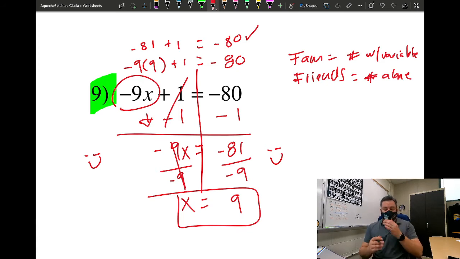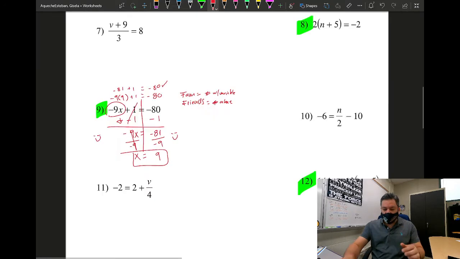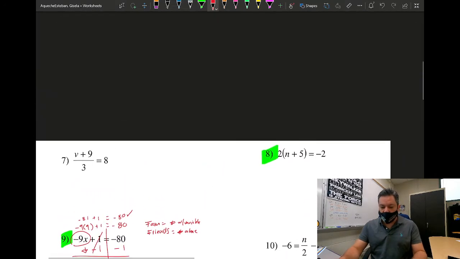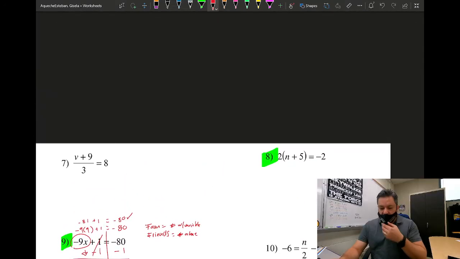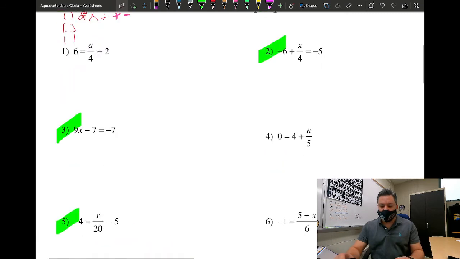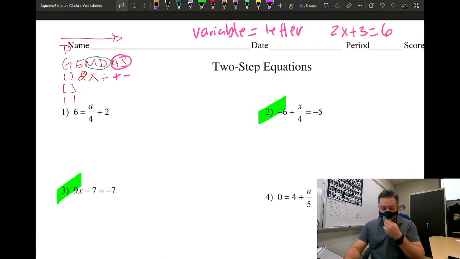Again, you gotta start getting rid of the friends and then family by doing the opposite. That's the main key right here. Always pay attention to the sign rules. All right, let's look at a different one, a little more complicated one. And then after this one, we might move on a little bit faster. Let's look at number 2.